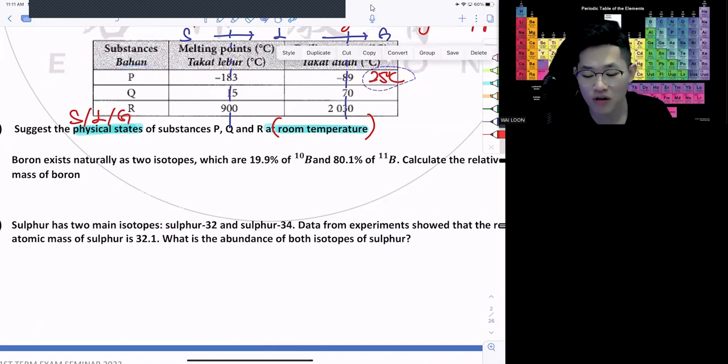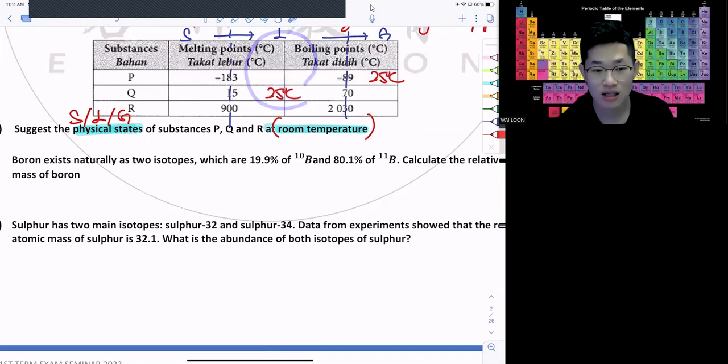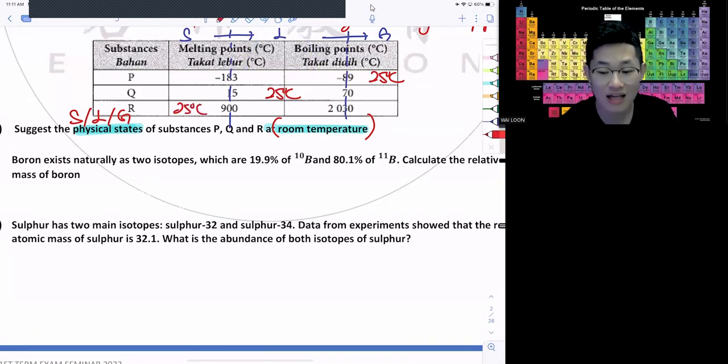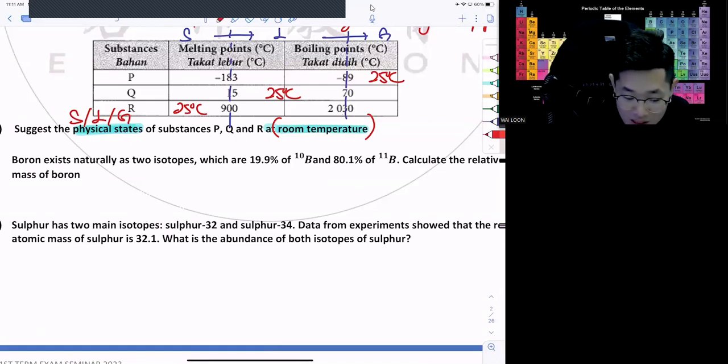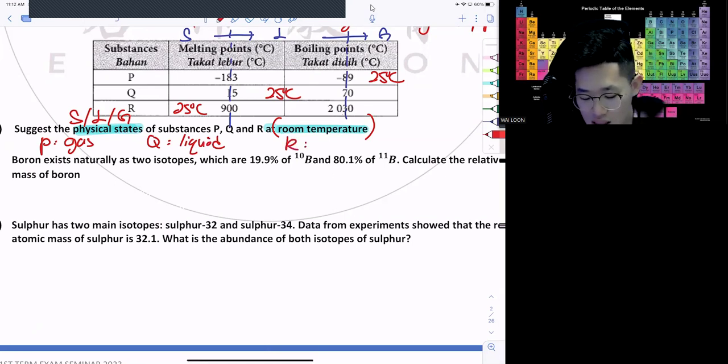And I do the same thing for the other two. 25 is in the middle. It's between 15 and 70. Yes, so it is a liquid. And the last one, 25 is smaller than 900. So it is a solid. So P is gas state, Q is a liquid, while R is solid.